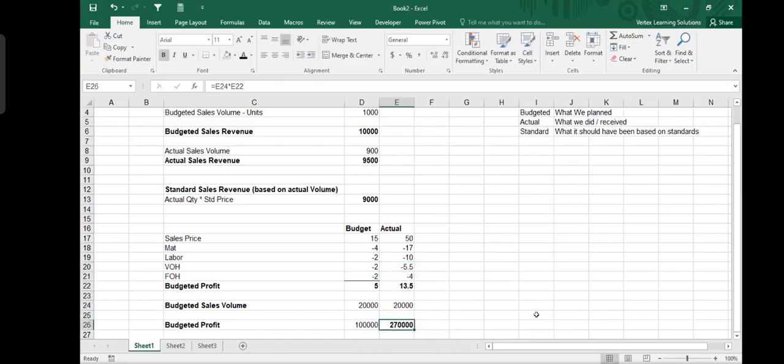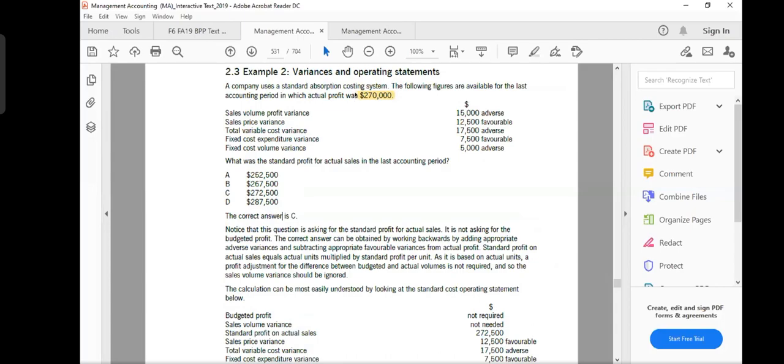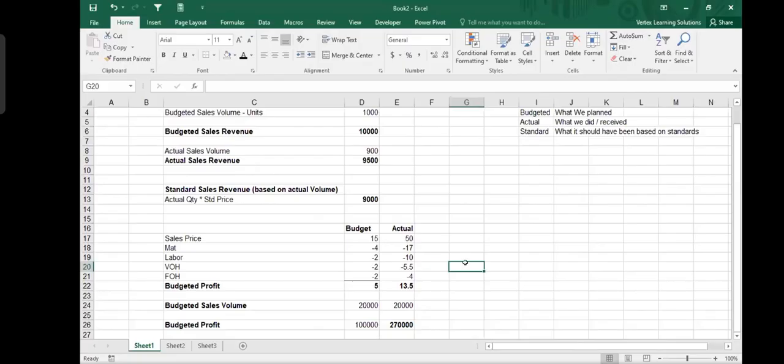This is what they have given you in the question. What was our question? I just created some hypothetical data. You go back to the question. What was the question? Actual profit was how much? They said that actual profit is 270. So I just changed my numbers in order to match that. So actual profit I made 270. And if I take these numbers here, I'll just make some changes.